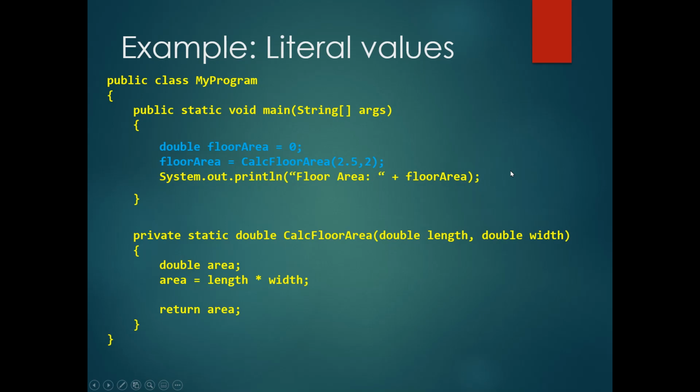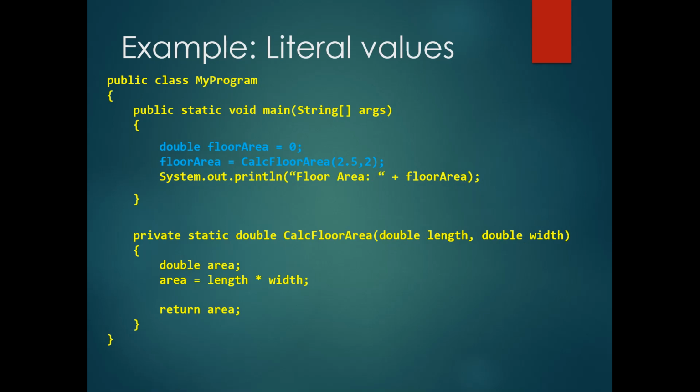There's nothing too crazy here. It's still the same rules. The 2.5 gets copied into length. The 2 gets copied into width. Area gets created, and then it gets the result stored in it, and then we return it back. And as soon as that squiggly bracket is hit, actually as soon as the return statement executes, it deletes area, it deletes length, and it deletes width.